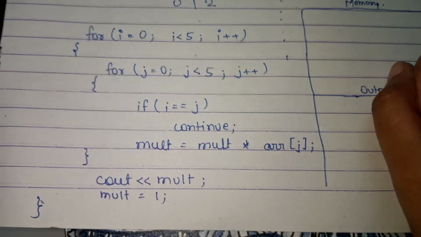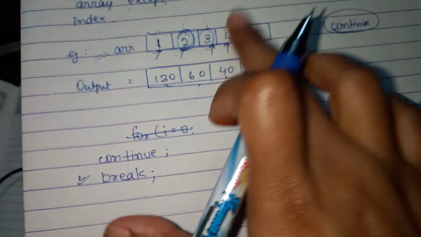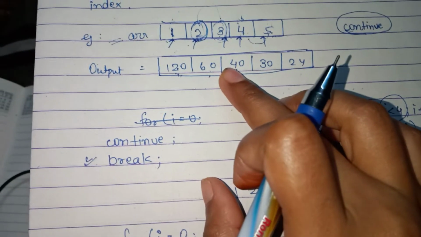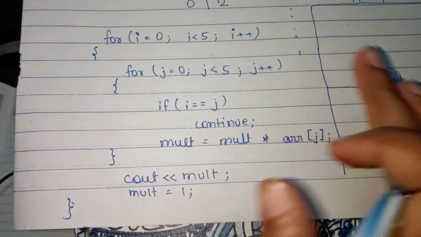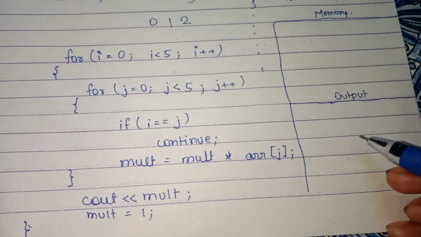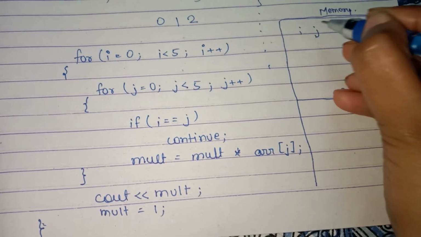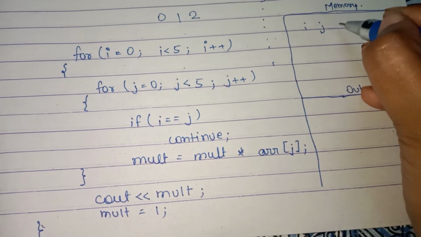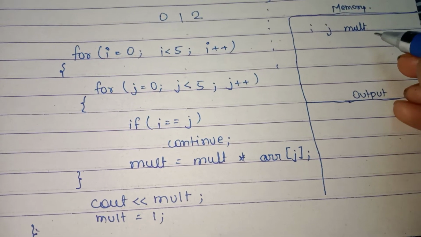So this is the small program which we need to output like this. So let's understand this using a trial. What I am going to do here: this is our memory and this will be the output section. So let's declare i, j, and here I am declaring a mult variable which will hold the multiple of the current.